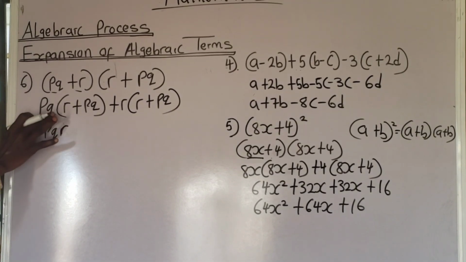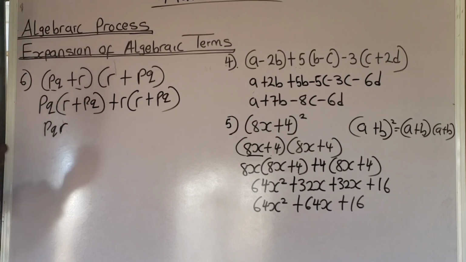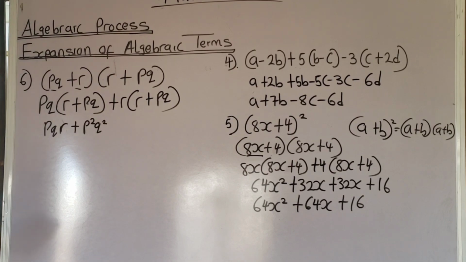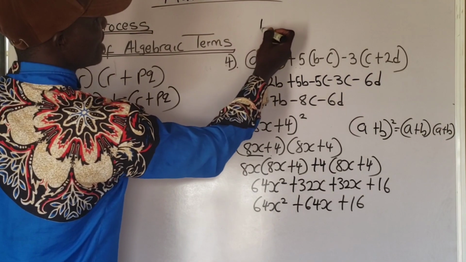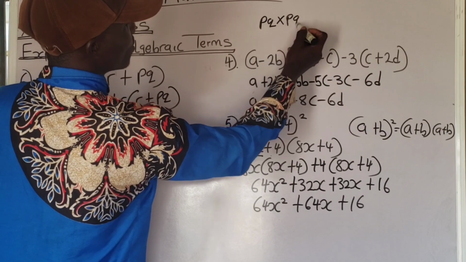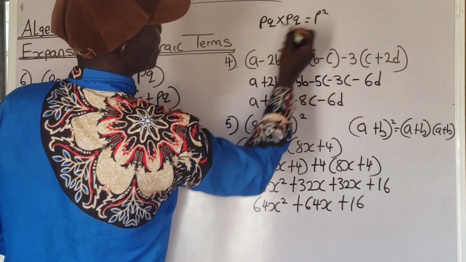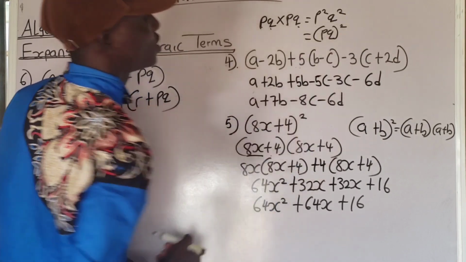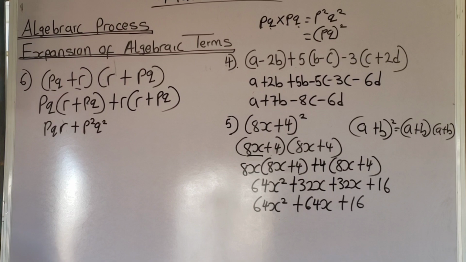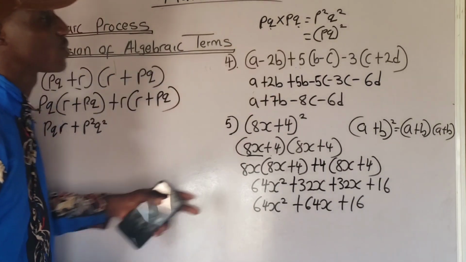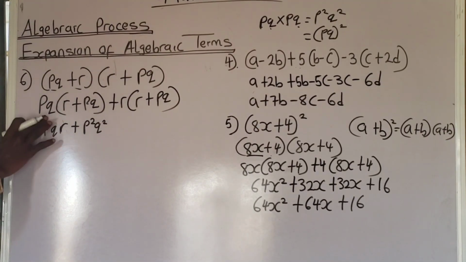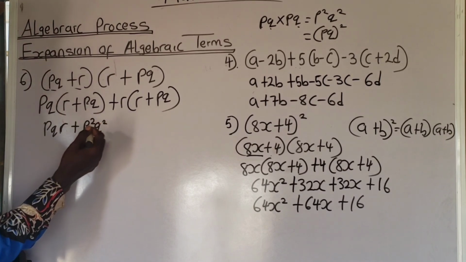pq multiplied by pq, what will that give us? Plus p squared q squared. Please pay attention. If you have pq multiplied by pq, this will be p times p, p squared, and q times q, q squared. You can even write it as pq raised to the power of 2, but since we are dealing with expansion, we don't want brackets again. That is what expansion is all about. So pq times pq is p squared q squared.